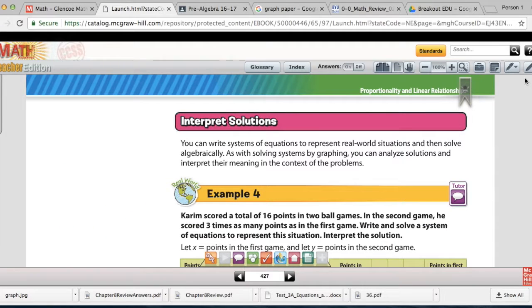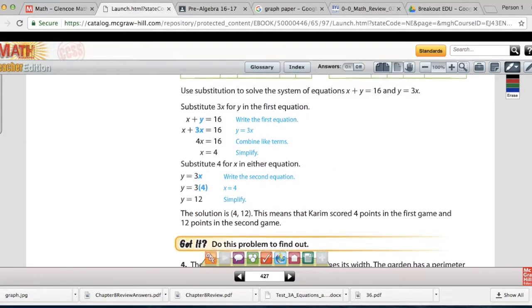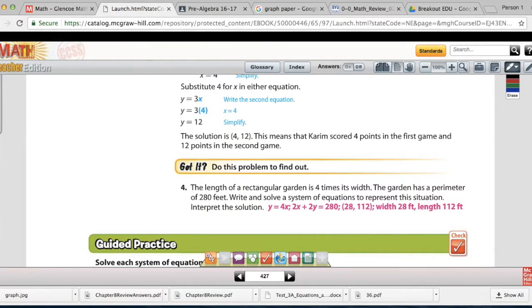At the top of page 427, it says that you can use system of equations to represent real-world situations. And so in example 4, we have a story problem that we can use to write a system of equations. So make sure you look through the examples here. I know that I'm only going over the parts that you need to write in your notebook, but looking at the examples helps. Also checking out the video tutors gives you one more example if you don't understand how to do any particular example. I'm going to go down here to the got it problem.